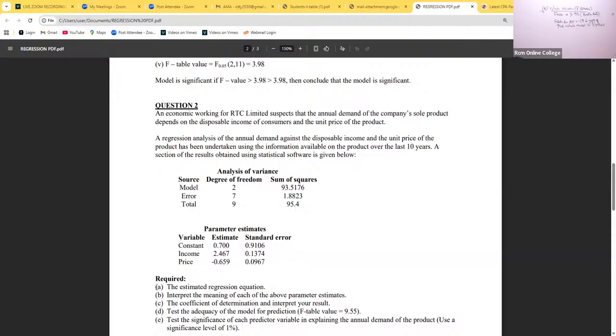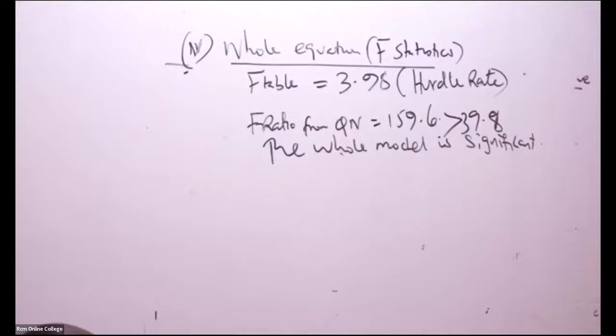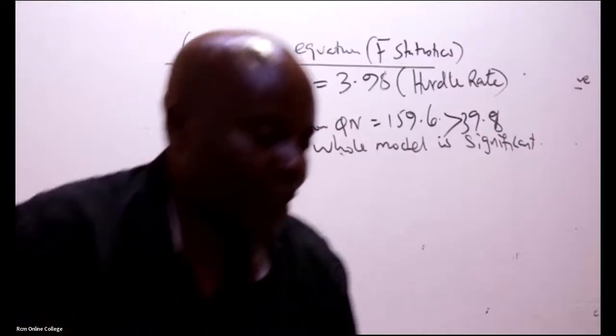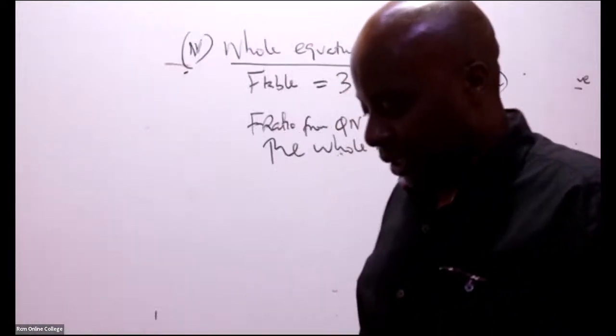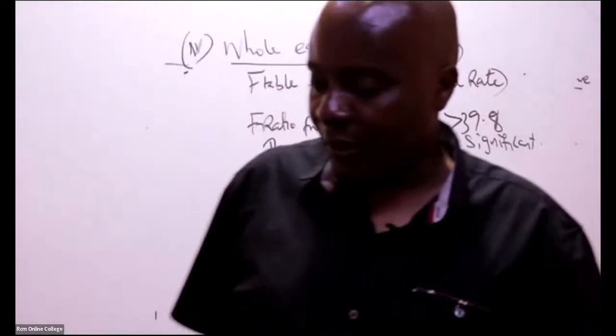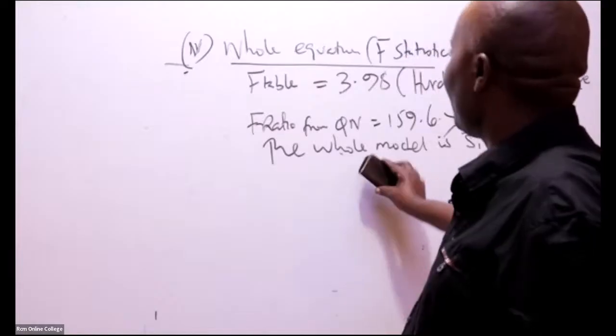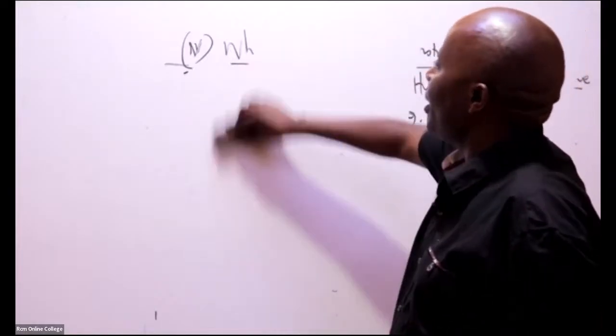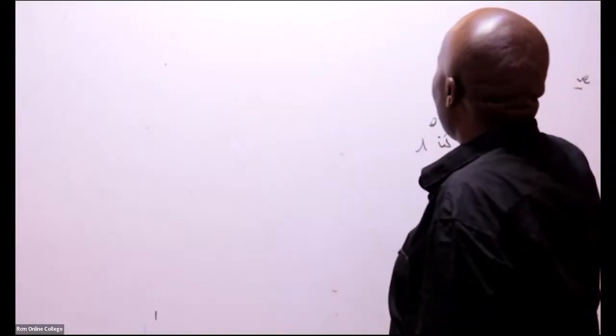Great. So you see, the estimated regression equation will come from these parameter estimates. You can see the constant is 0.7, then you have the income, then the price, so three of them. This is really easy. The regression parameters have been given.